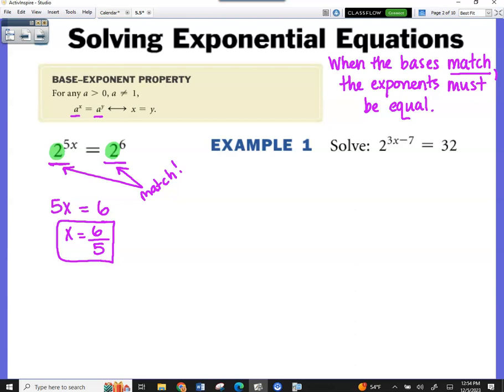We got that. Look at the next equation. When you first look at it, your first instinct is probably, okay, we can't do this because the bases don't match. Over here we have 32. We don't have 2 to some power. Yeah, but it can be simplified to 2 to some power. We can manipulate this.